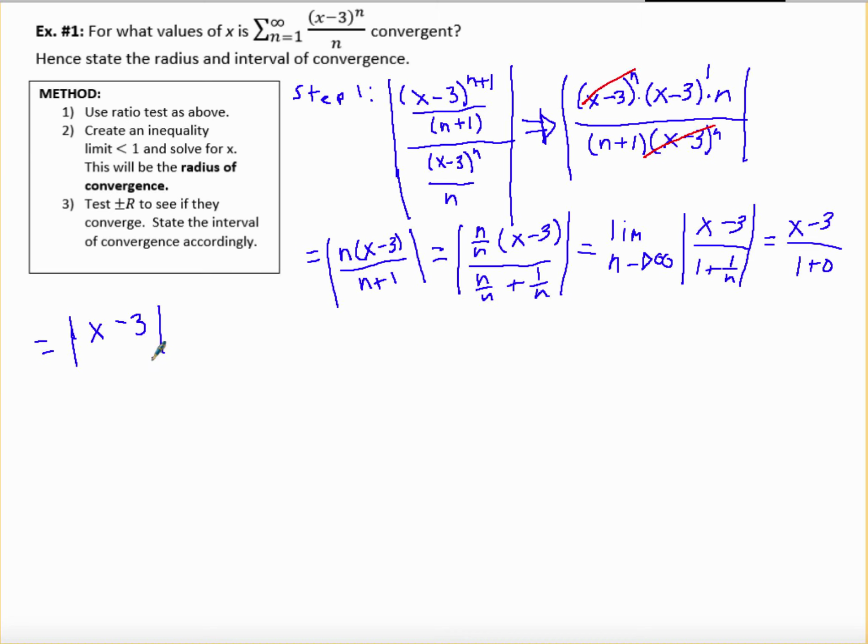This series will be divergent if the absolute value of x minus 3 is greater than 1. But what I want to know is, where is it convergent? So I'm going to take the absolute value of x minus 3 and set that less than 1, because in the ratio test, convergence happens when your value is less than 1. So it will be absolutely convergent if the absolute value of x minus 3 is less than 1.